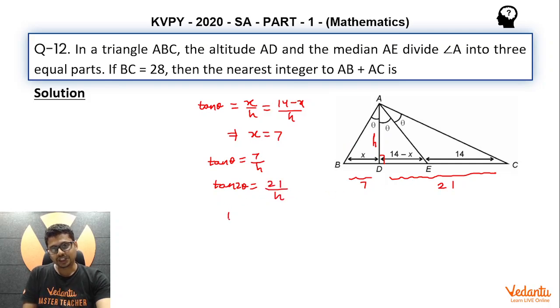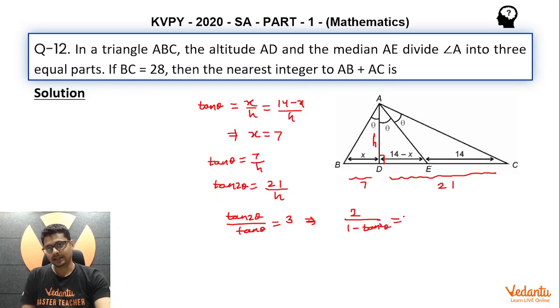So now if you take the ratio, tan 2 theta divided by tan theta is essentially 21 by h divided by 7 by h, which essentially becomes 3. Now what is tan 2 theta? It is 2 tan theta divided by 1 minus tan square theta. So tan theta from denominator and numerator cancels out, and what you get is 2 by 1 minus tan square theta being equal to 3. Now you just rearrange and you would get 3 tan square theta equal to 1, isn't it? So that essentially means tan square theta is 1 by 3.